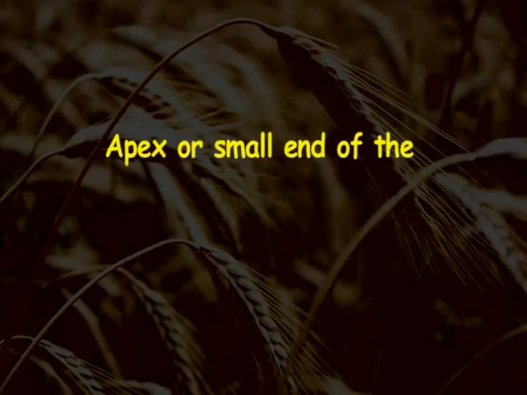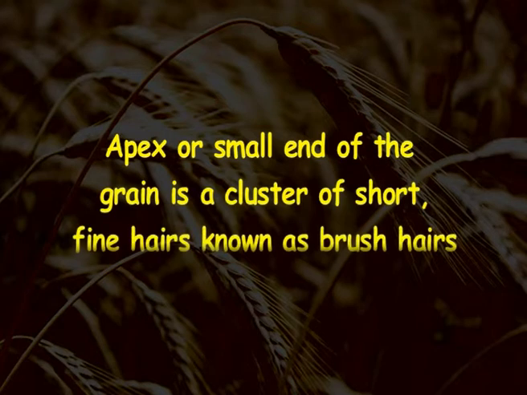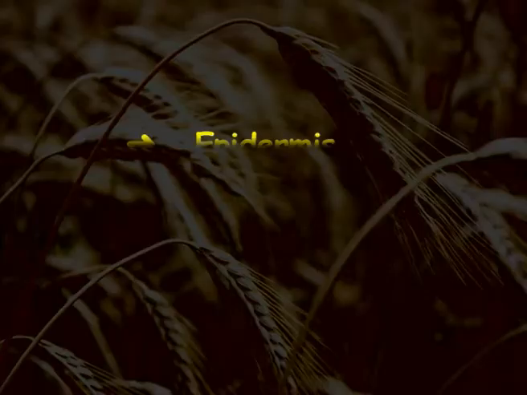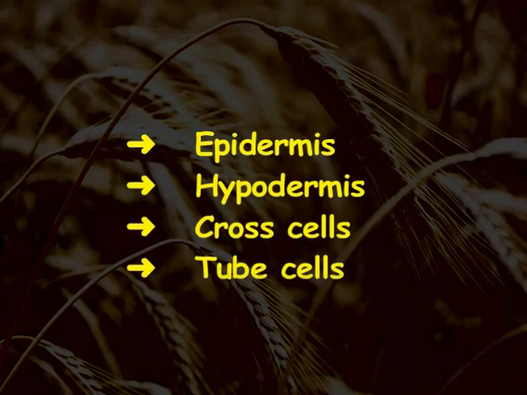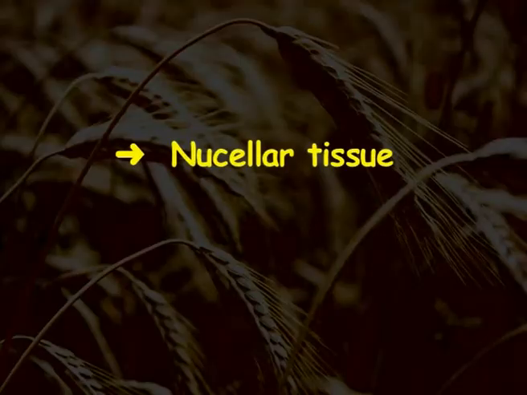The dorsal side of the wheat grain is rounded, and the ventral side has a deep groove or crease along the entire longitudinal axis. At the apex or small end of the grain is a cluster of short, fine hairs known as brush hairs. The pericarp or dry fruit coat consists of 4 layers: epidermis, hypodermis, cross cells, and tube cells. The remaining tissues of the grain are the seed coat, nucellar tissue, endosperm, and embryo. The aleurone layer consists of large, rectangular, heavy-walled, storage-free cells.